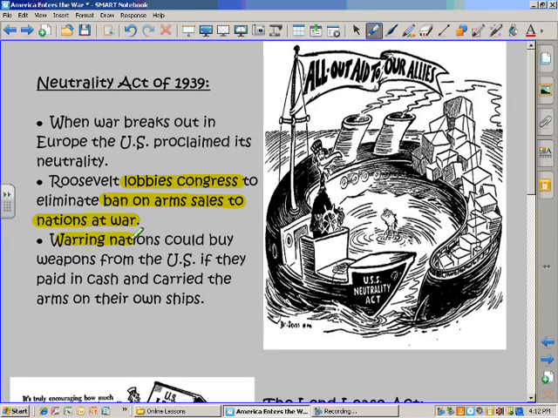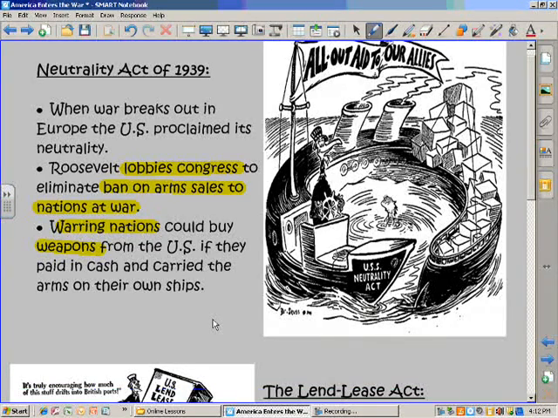So now warring nations could buy weapons from the United States if they paid in cash and carried arms on their own ships. So if they come, they pay in cash, not credit, money up front, and they carry the arms or the weapons or whatever they take on their own ships, we will sell it to them.